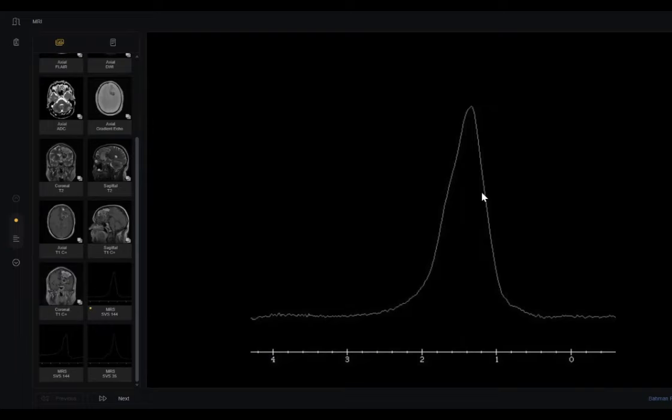This is not a choline peak. What does it mean? That there is no abnormal neuronal abnormality within this lesion. Yes. So what does this peak mean? If it is not a tumor and not showing any raised choline peak.